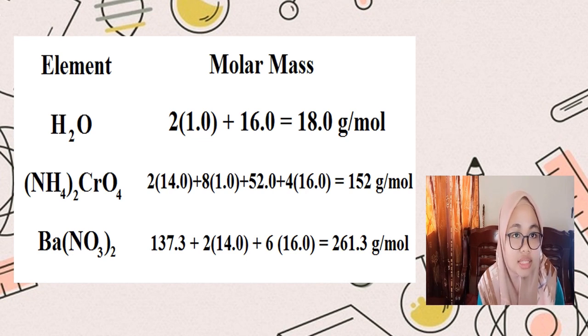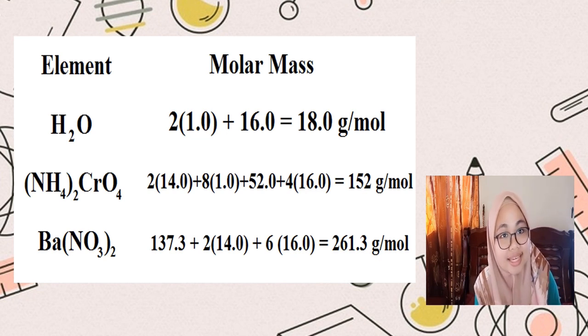You can use the formula: 2 bracket 14.0 plus 8 bracket 1.0 plus 52.0 plus 4 bracket 16.0, which gives 152 gram per mole.